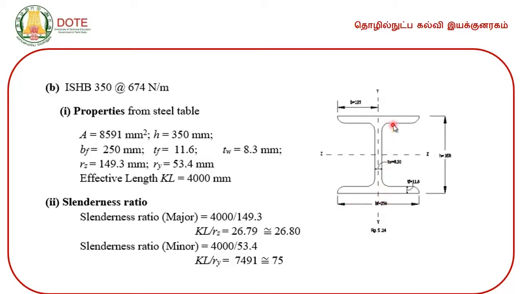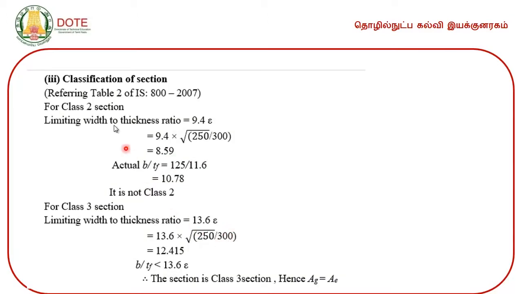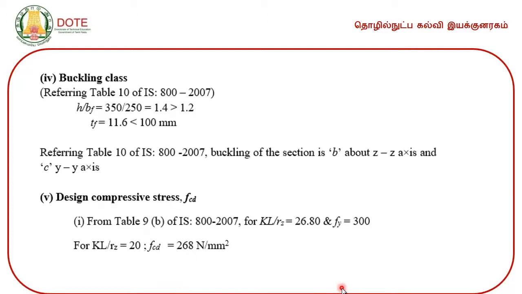In a similar way, we have to work out the design compressive strength of the other given section, ISHB 350. These are all the properties taken from the handbook, and this is the slenderness ratio for this section. For classification, for class 2 the limit is 9.4 epsilon, and it is found to be not class 2, it is found to be a class 3 section. Even up to class 3 section we can take Ag as equal to Ae. So, this section belongs to class 3 and Ag is equal to Ae.